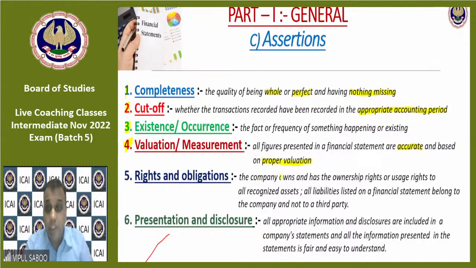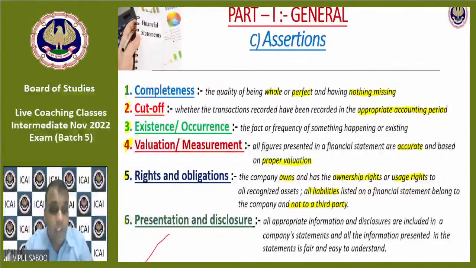Rights and obligations. The company owns and has the ownership rights or usage rights to all recognized assets. Whatever assets and liabilities are there in the balance sheet, you have rights over those assets and you recognize those liabilities as your obligations. They are yours and they don't belong to a third party. They are the company's. What is the relevance of a third party's ownership or obligation in your financial statement?